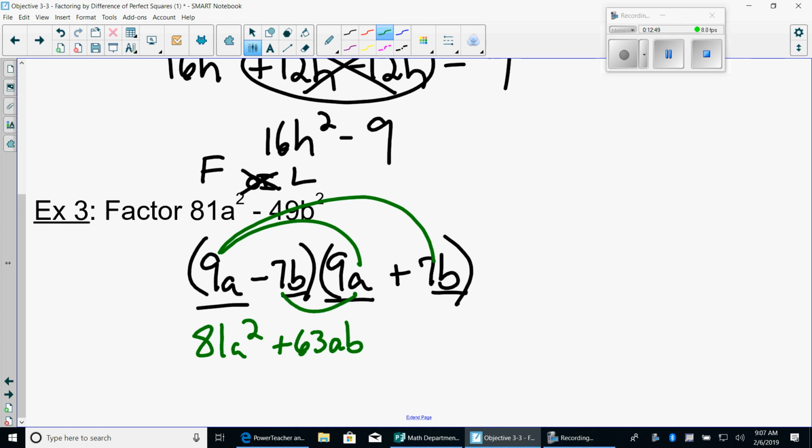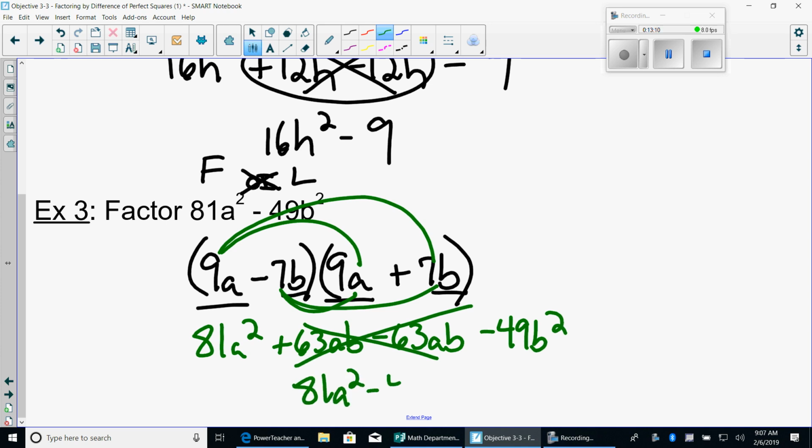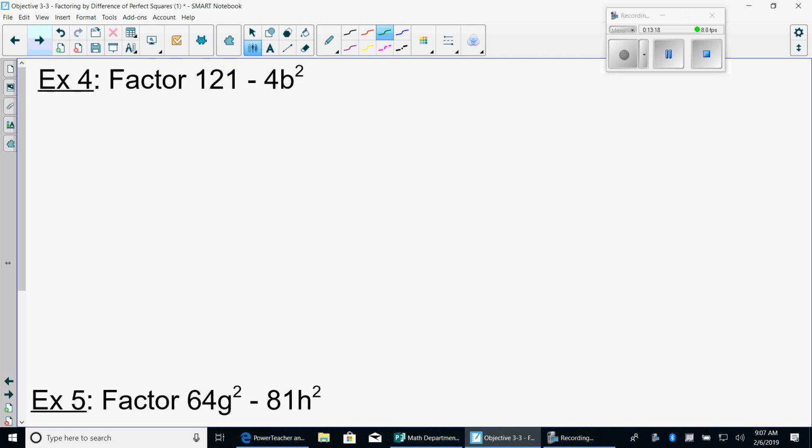Okay? So negative 7b times 9a is negative 63ab, alphabetically. Then negative 7b times 7b is negative 49b squared. And the middles will cancel, leaving you with 81a squared minus 49b squared. Okay, try that one. Actually, I'm going to let you try both of these. Try 4 and 5 on your own. Check it, make sure you got it.